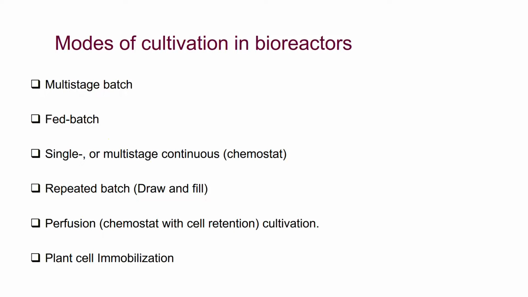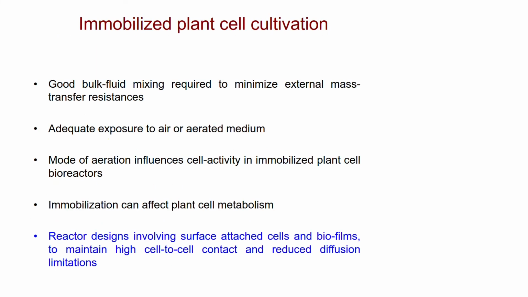Perfusion reactors are nothing but cell recycle reactors. So, chemostat with cell retention. So, cell retention devices are called perfusion reactors also, and immobilized bioreactors. Now, immobilized reactors for plant cells, what do you need? Good bulk mixing is required to minimize external mass transfer limitations, so that there are lesser boundary layers around the beads or the stagnated biofilm. Adequate exposure to air or the aerated medium.